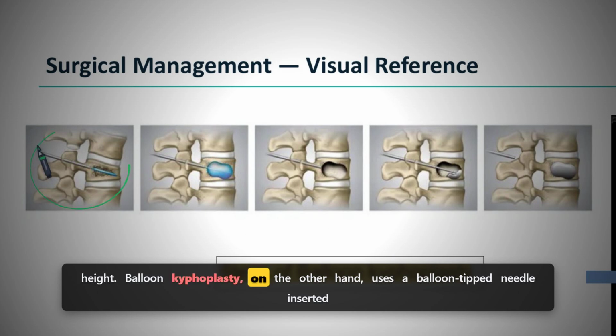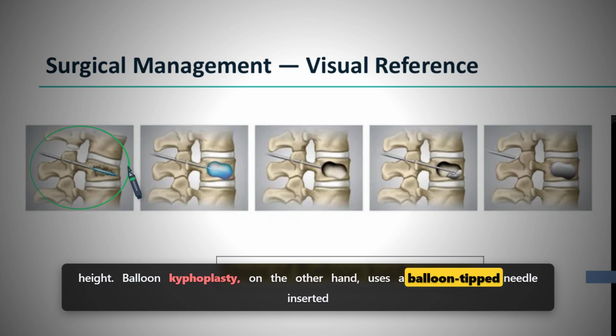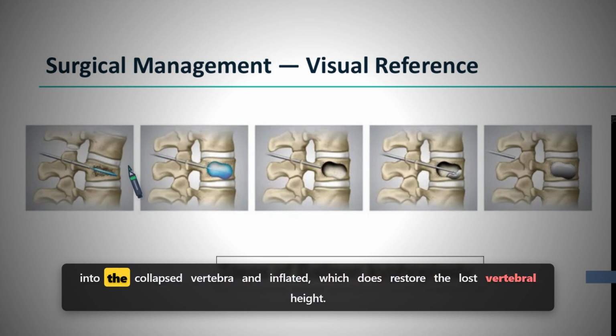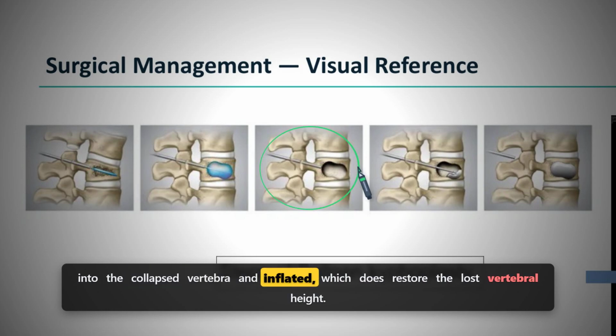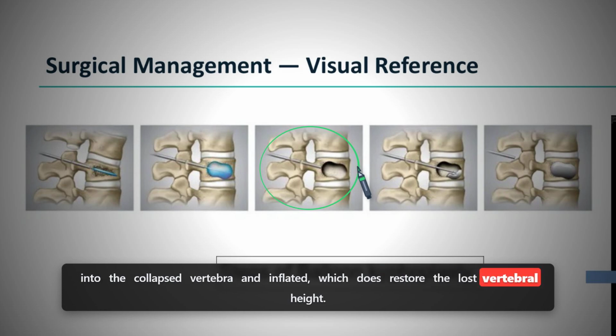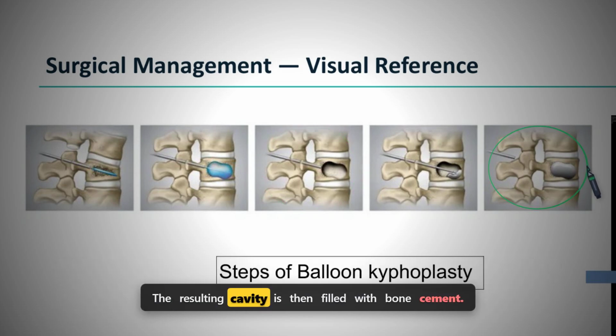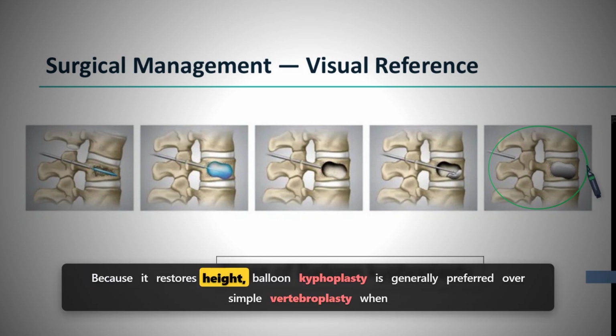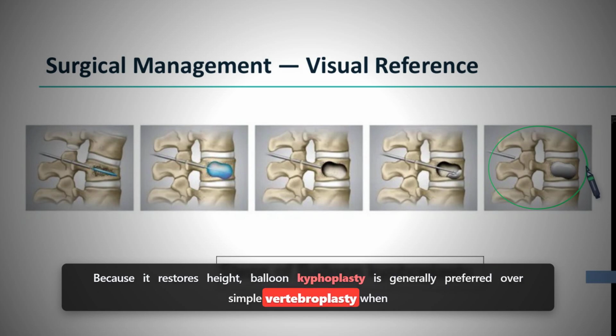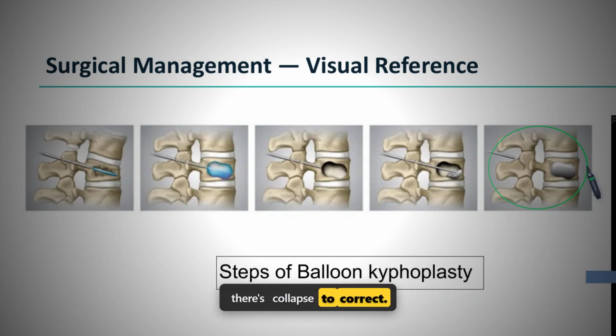Balloon kyphoplasty, on the other hand, uses a balloon-tipped needle inserted into the collapsed vertebra and inflated, which does restore the lost vertebral height. The resulting cavity is then filled with bone cement. Because it restores height, balloon kyphoplasty is generally preferred over simple vertebroplasty when there's collapse to correct.